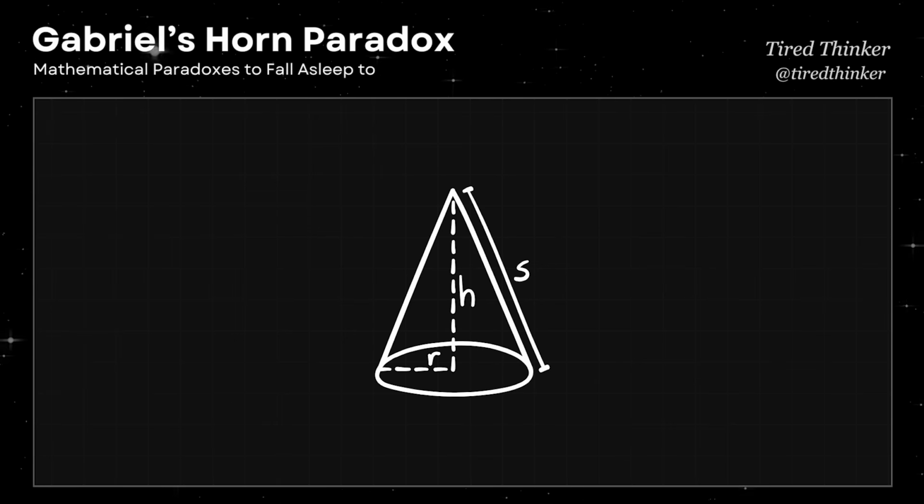Another way to explain the paradox is through a real-world analogy. Suppose we want to make a model of Gabriel's horn using clay. We could take a finite amount of clay and shape it into the horn, filling it completely. But if we try to coat the entire surface with paint, we would never be able to finish, because the surface area keeps growing indefinitely. This highlights the difference between volume and surface area.